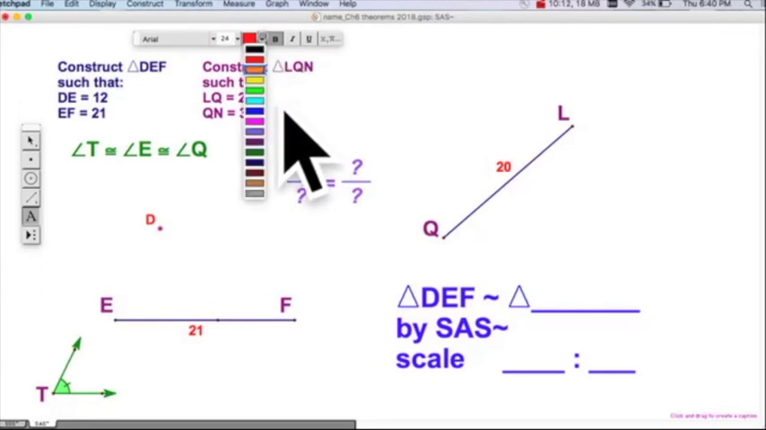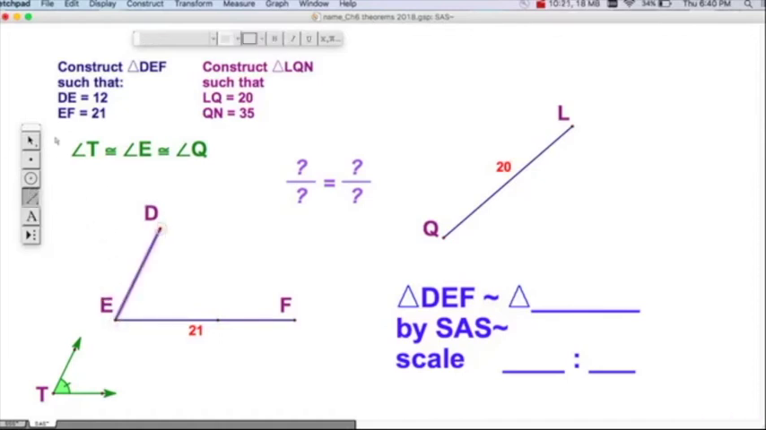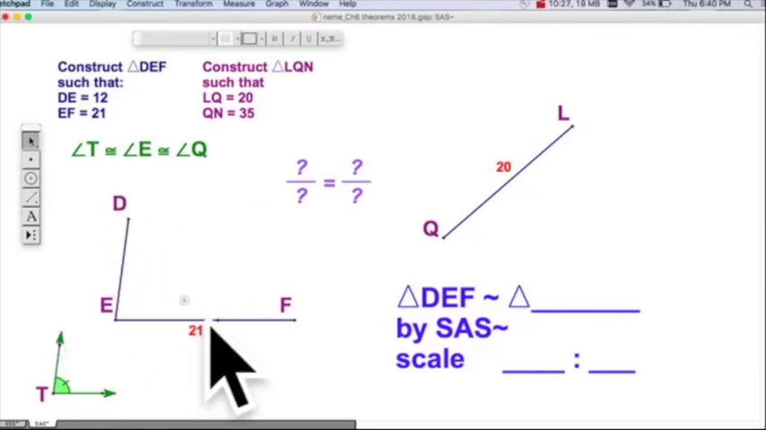And let's make it 36. There you go. That looks pretty. Now, you'll know you succeeded because right now you've got a triangle that does this. Nice. Now, you can hide this point, but you can't delete it.